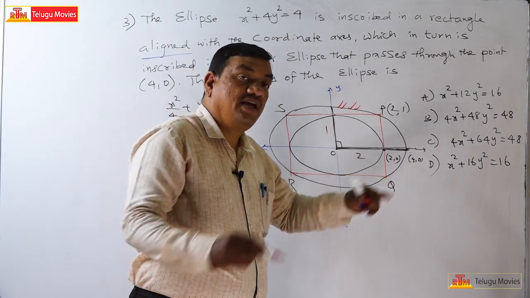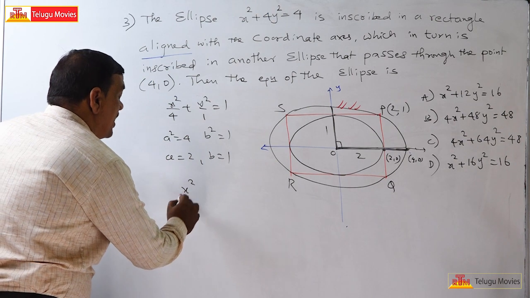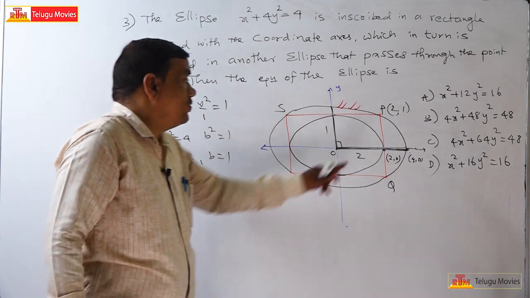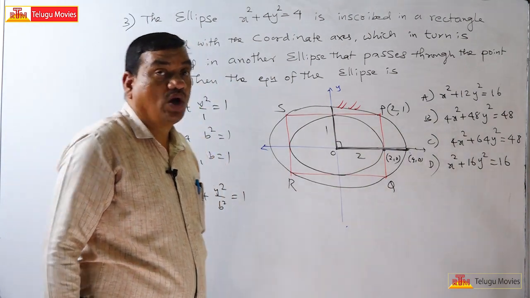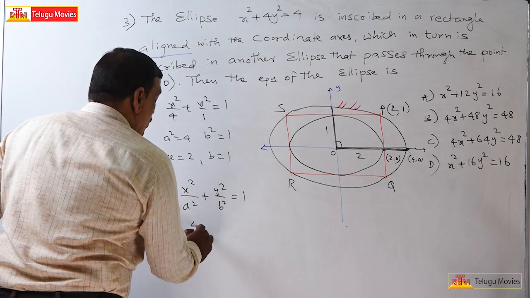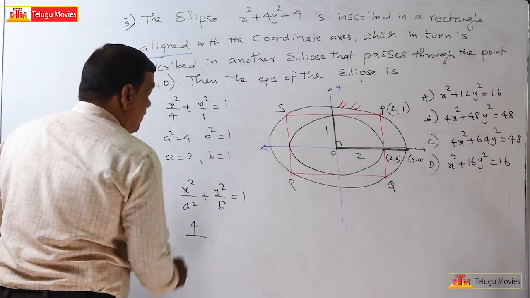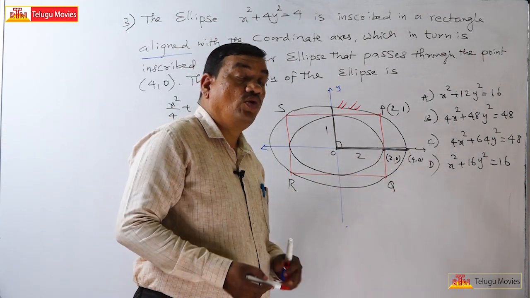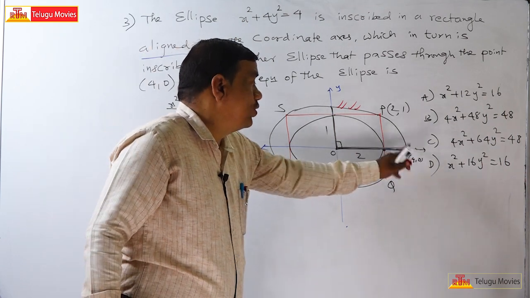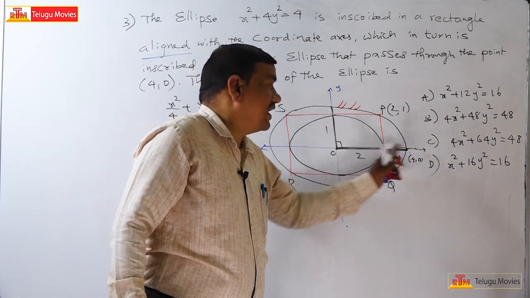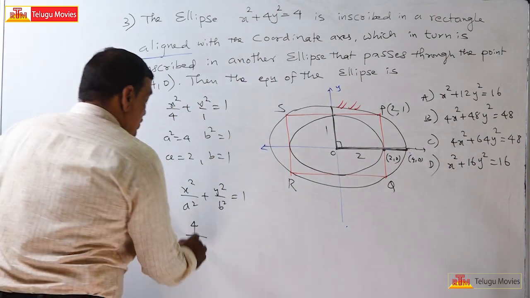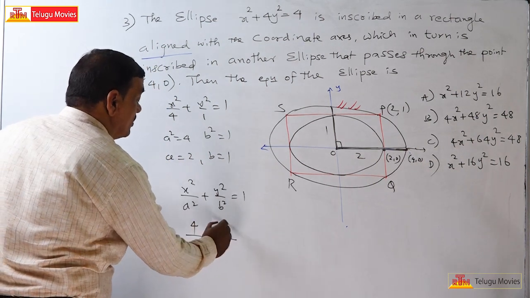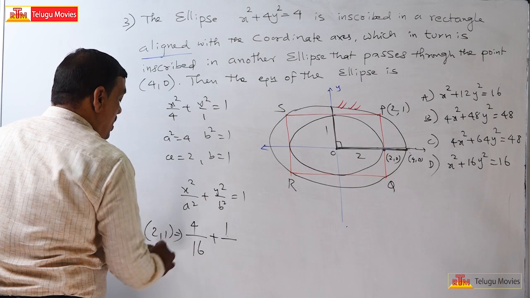Already we have considered the equation of the ellipse as x square by a square plus y square by b square is equal to 1. Now the ellipse passes through the point P (2, 1). Let us substitute here. 2 square is 4, by a square. Already we know that a is equal to 4, a square is 16. So this is 4 by 16 plus y square by b square, where y value is equal to 1. So this ellipse passes through the point (2, 1).